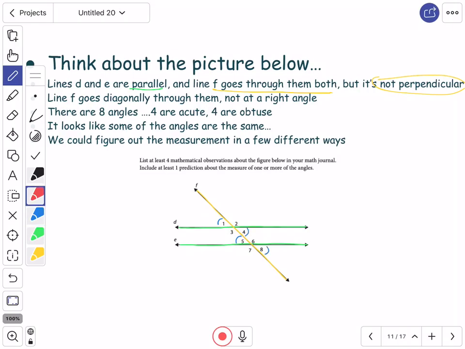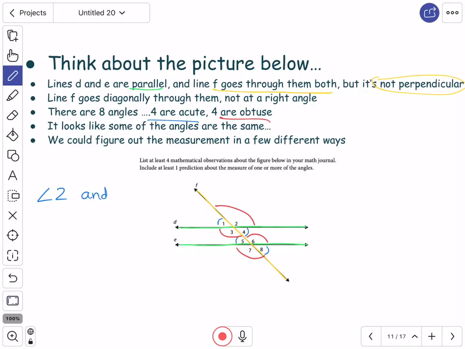You'll also notice that there are 8 angles. They are actually numbered. And if you look very carefully at those 8 angles, okay, it looks like 4 of them are acute angles. Angle 1, angle 5, angle 4, and angle 8, they are acute. But then when I look at angle 2, angle 6, angle 3 and angle 7, they are obtuse. So we have 4 acute and 4 obtuse angles. So it looks like some of the angles are the same.